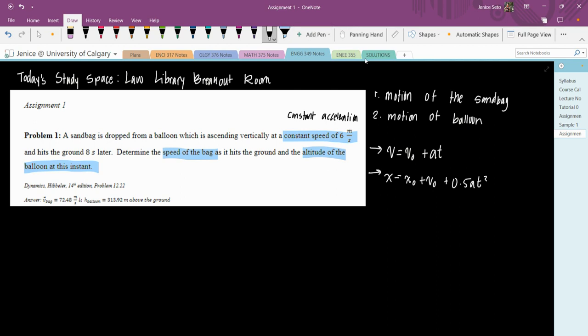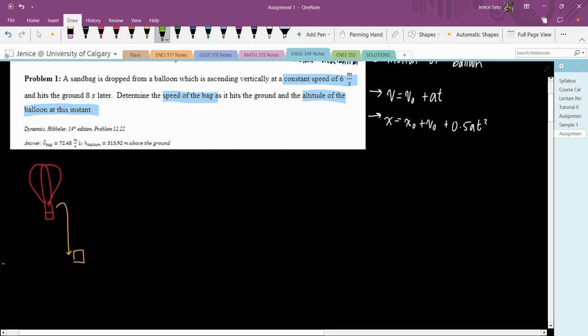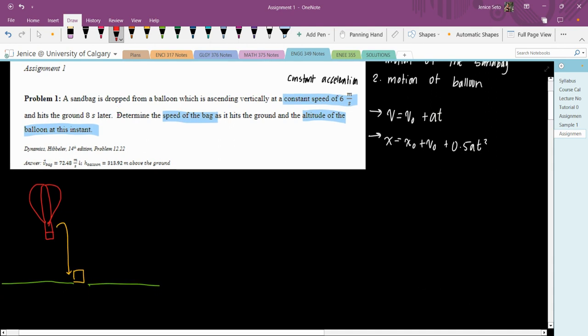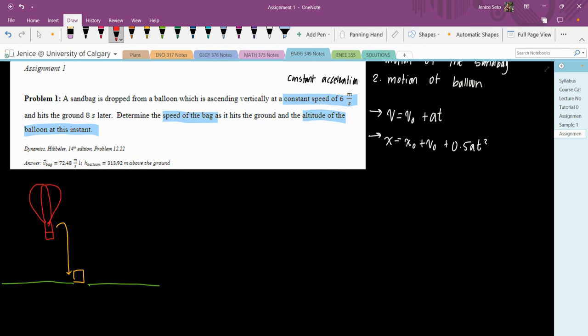Like I said, we have to evaluate the motion of the sandbag as well as the motion of the balloon. If we were to draw this, we have our hot air balloon, and from the hot air balloon, we have a sandbag being thrown until it hits the ground. We're going to start collecting the values that we need for this problem, starting with the motion of the balloon.